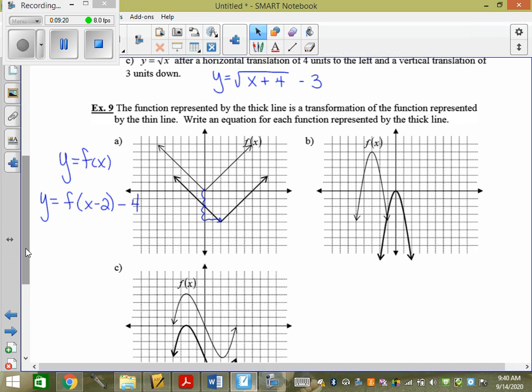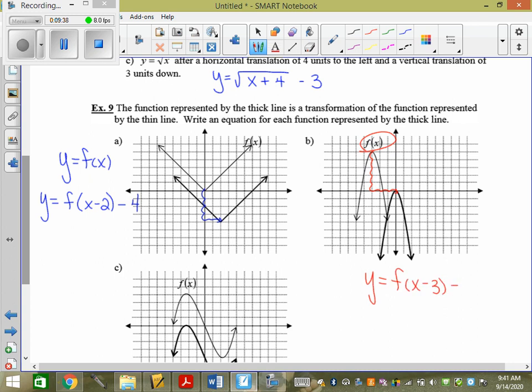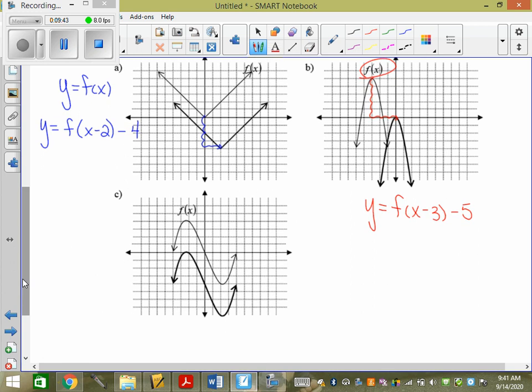Yeah. Most people don't spot the f of x part, and they're just like, I don't know what to make of it. Or they just make an absolute value. So this one's f of x again. And we're going 1, 2, 3, 4, 5 down, 1, 2, 3 right. So we're going to get f of x minus 3 minus 5. And this one is just 1, 2, 3, 4 down. So we get y equals f of x minus 4. And that is it.